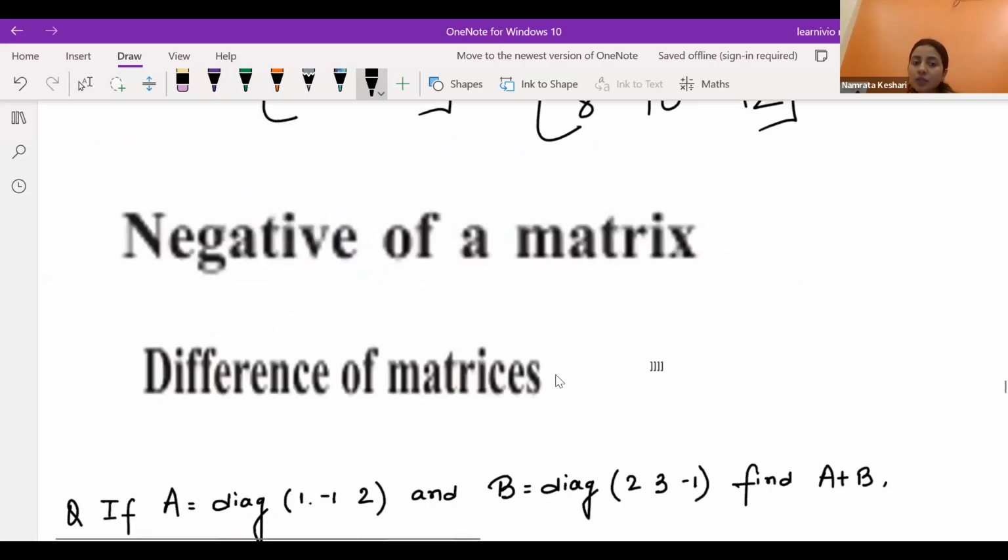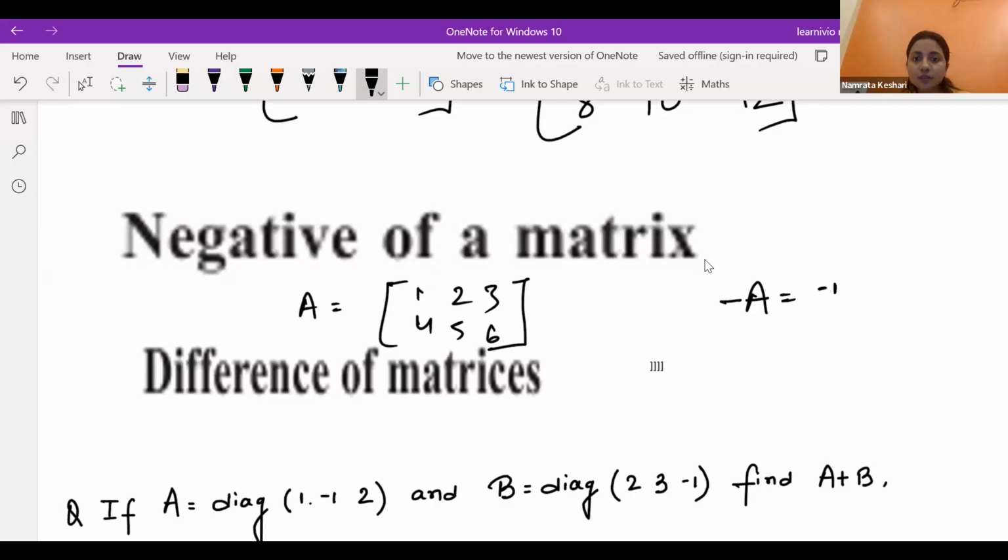Okay, negative of a matrix. Suppose you are having a matrix A, the same matrix I am taking 1, 2, 3, 4, 5, 6. Negative of this A will be minus A. When we have to calculate minus A, we will be, yes, are you asking anything?